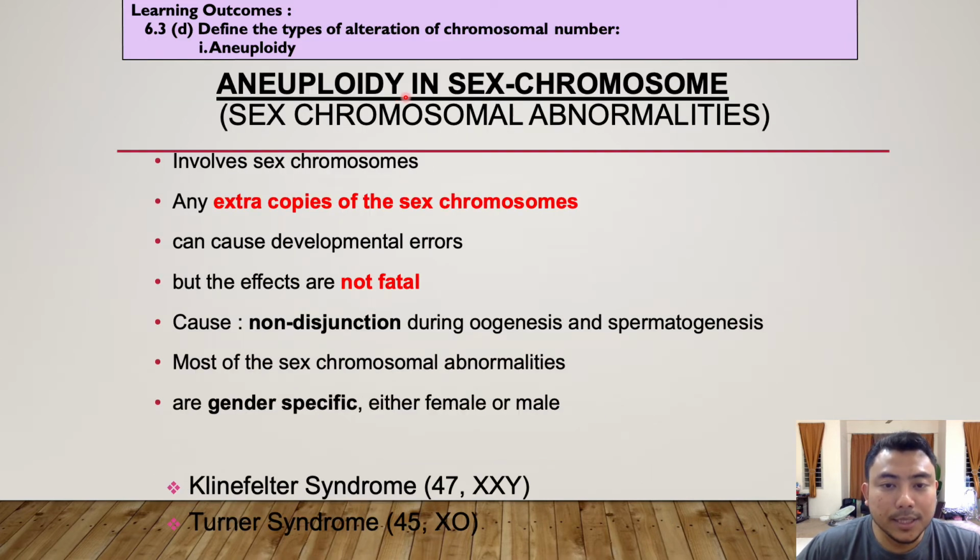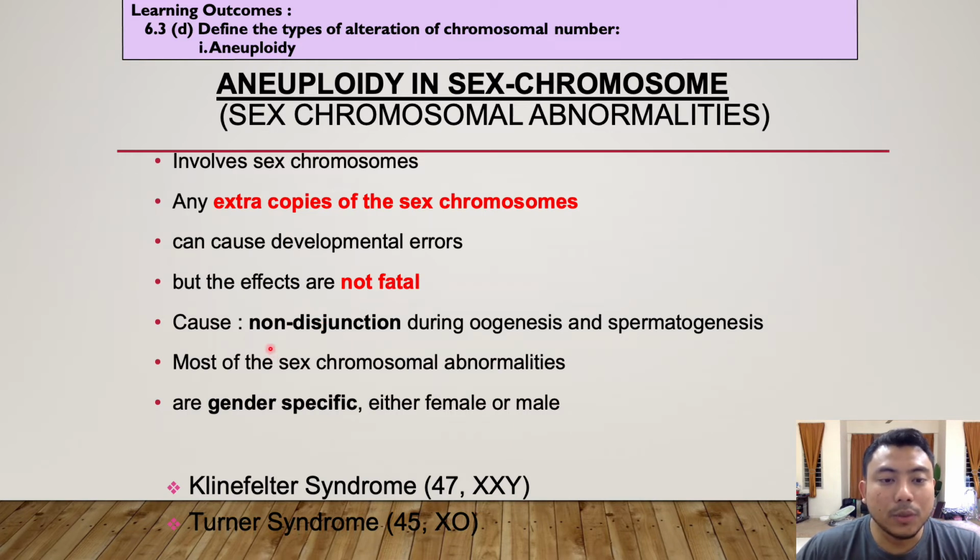So aneuploidy in sex chromosomes. Just now we have talked about autosomal chromosomes, iaitu semua kromosom lain kecuali XY. So what happens if this aneuploidy occurs in the sex chromosome, i.e. X chromosome or Y chromosome? Any extra copies of the sex chromosomes can cause developmental errors as well, but the effects usually are not fatal. Maknanya dia ni boleh survive, biasanya tidak meninggal lah.